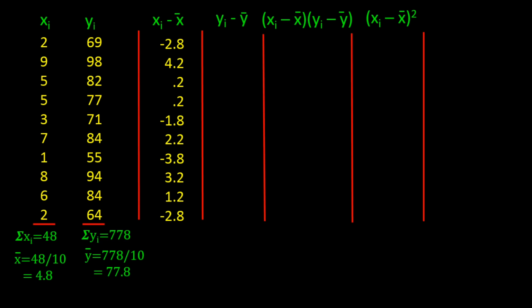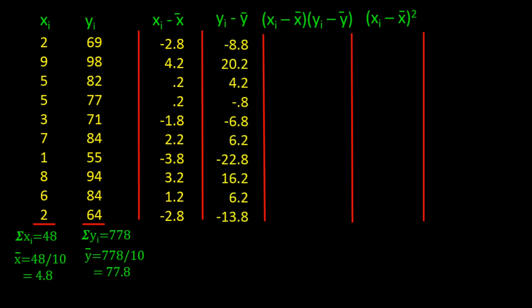For the next column, we get these numbers. Again, make sure you understand where all these numbers are coming from. The header of this column is yi minus y bar, so we take each yi and subtract y bar. The first yi value is 69, minus y bar, which is 77.8. So we take 69 minus 77.8, and we get negative 8.8, and so on down this whole column of numbers.